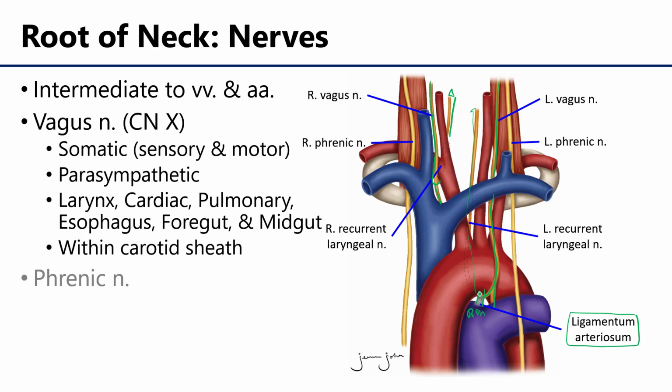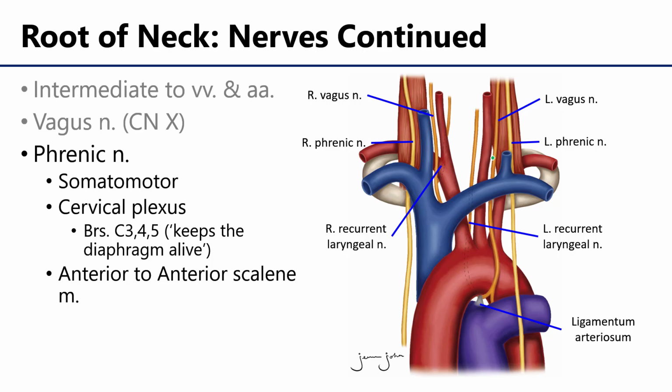Now, those vagus nerves are both somatic and parasympathetic. They have a number of targets that we've discussed elsewhere, but targets throughout the neck, thorax, and abdomen. The other nerves that we care about in the root of the neck are the phrenic nerves, and these phrenic nerves are going to be more lateral than the vagus nerves. Let's take a look at that.